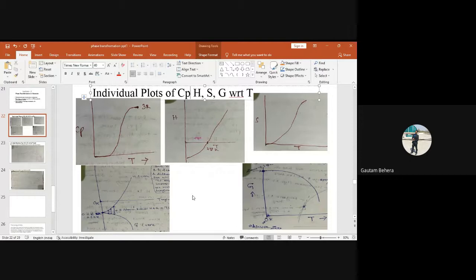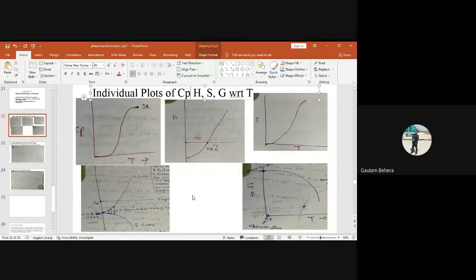Suppose, for example, you have a material and you take that material to the lowest temperature possible. Can anyone tell me what is the lowest temperature possible? Minus 273 degrees Celsius. Minus 273.